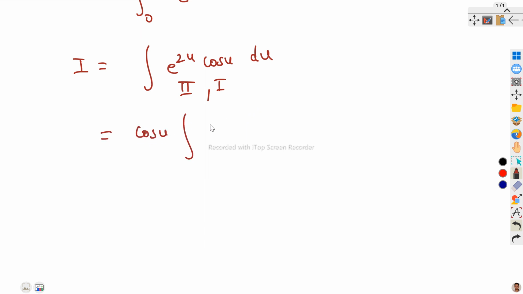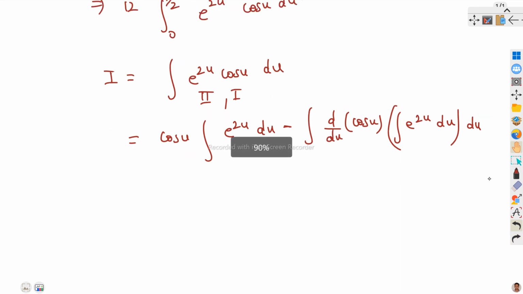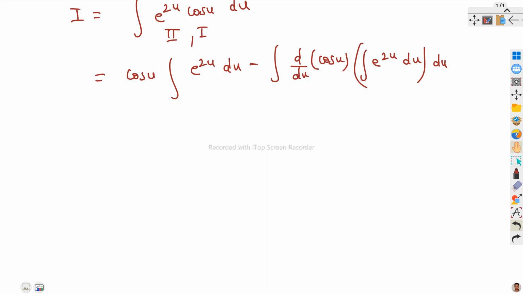So we keep cos u outside the integral and integrate e raised to power 2u du, and again we differentiate cos u and integrate e raised to power 2u du. So this is the method of integration by parts, and we can use this method to integrate this function.